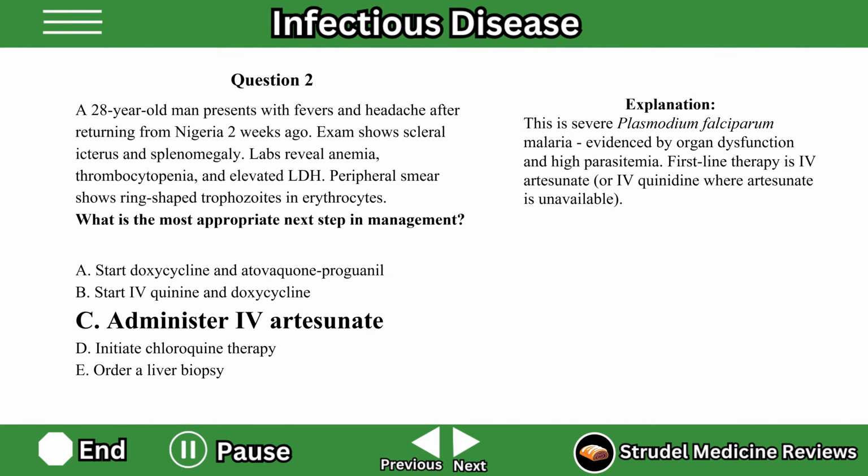The way you'd come to this answer is first you need to identify that this gentleman is presenting with fevers and headaches in the setting of returning from Nigeria, and also has scleral icterus and splenomegaly with thrombocytopenia. And then the real giveaway is on the peripheral smear, you see ring-shaped trophozoites in the erythrocytes. So this is an example of malaria, which is caused by the Plasmodium falciparum parasite. First line therapy will be your IV artesunate, or IV quinidine where unavailable.